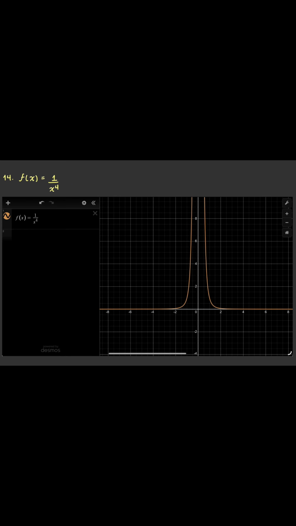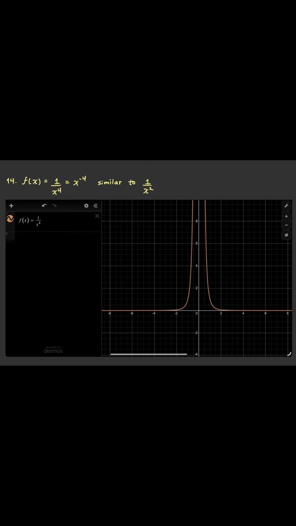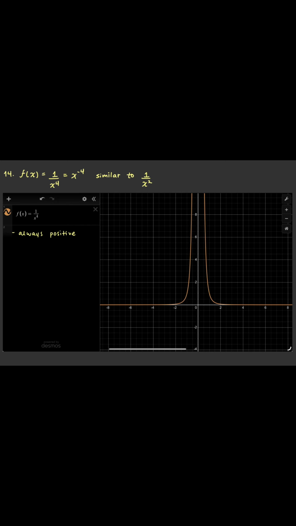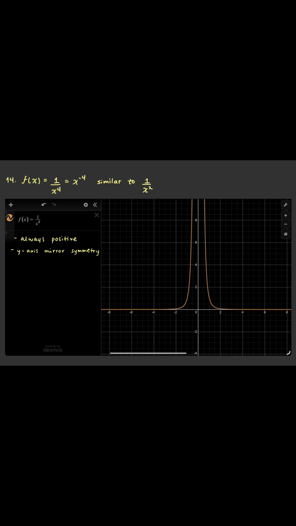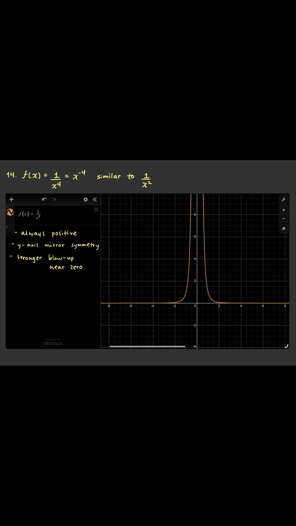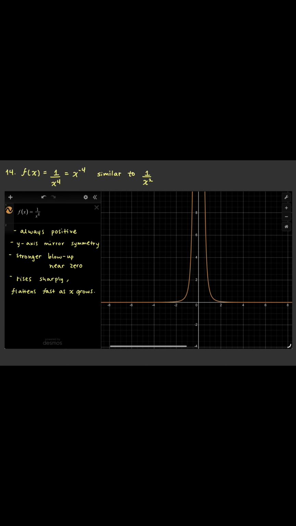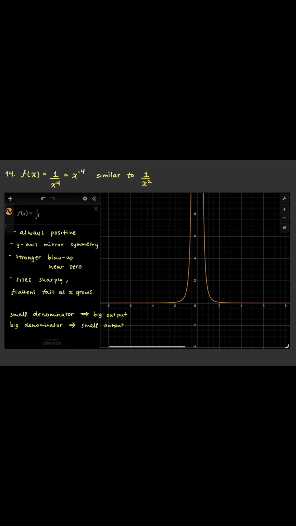And f of x equals 1 over x raised to the power of 4 is similar to the first even rational function, and this graph is always positive and has y-axis mirror symmetry. There is an even stronger blow-up near 0, so it rises very sharply near that area and flattens extremely fast as x grows. But when the denominator is big, the values shrink towards 0.